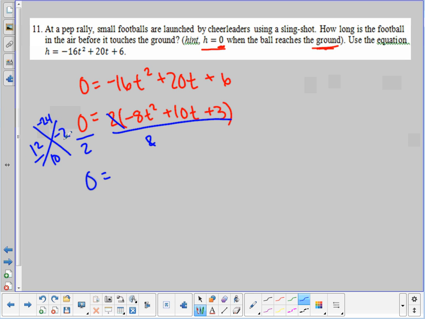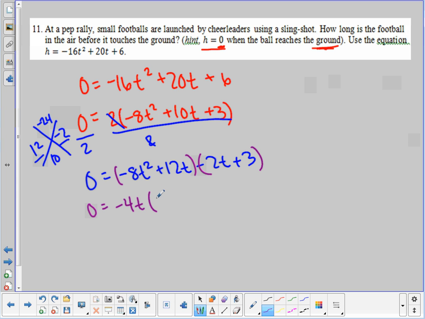So now let's split the middle into the 12 and the negative 2. So negative 8t squared plus 12t minus 2t plus 3. And then group those. Negative 8t squared plus 12t, and then negative 2t plus 3. From the first group, I can take out a negative 4t. So negative 4t, which leaves me with 2t plus 3. From the second group, I can take out a negative 1, which leaves me with, ooh, that should be a minus 3. 2t minus 3. Sorry about that.